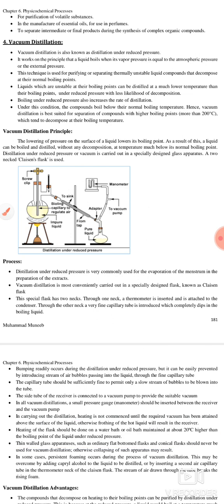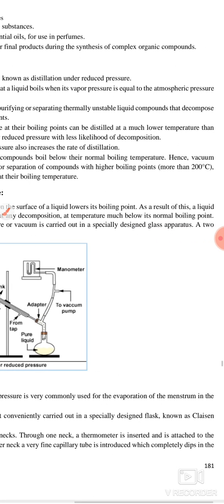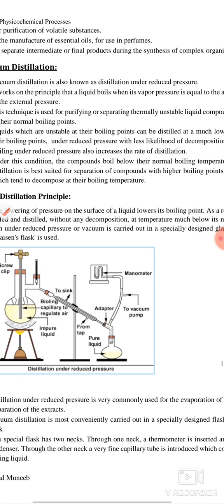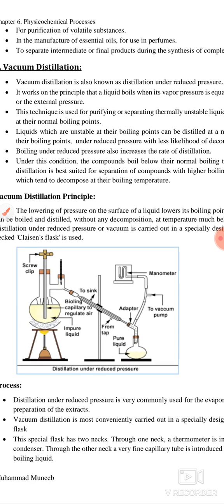So in that method, vacuum distillation is going to help us in this process. It works on the principle that a liquid boils when its vapor pressure is equal to atmospheric pressure. This technique is used for purifying and separating thermally unstable liquid compounds that decompose at their normal boiling point. So this is used for liquids which are so unstable that they can decompose at their own boiling point, so you have to decrease their boiling point to get purification.